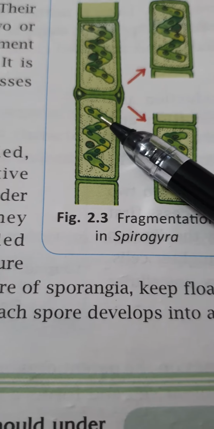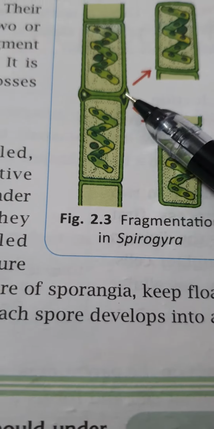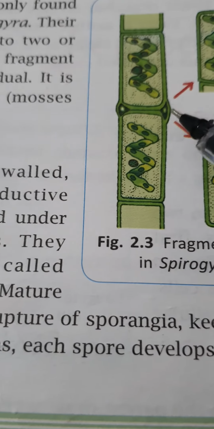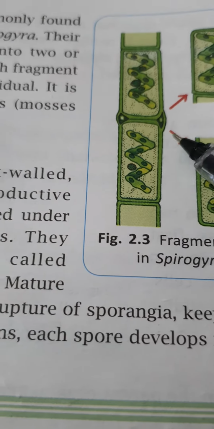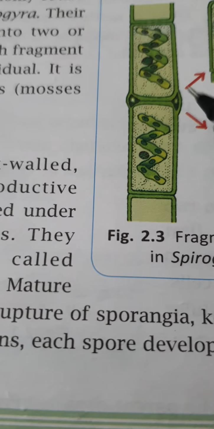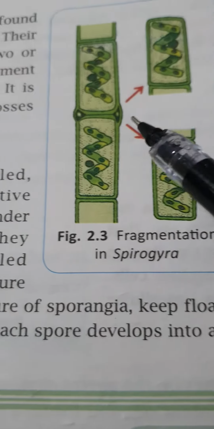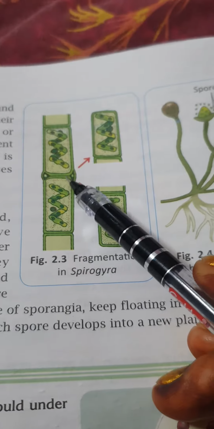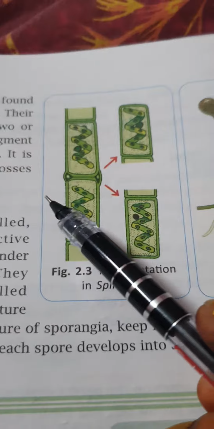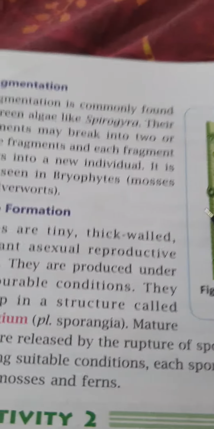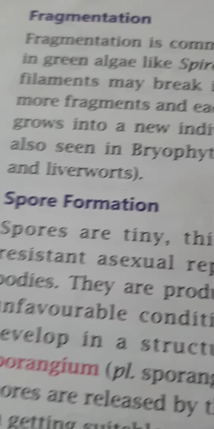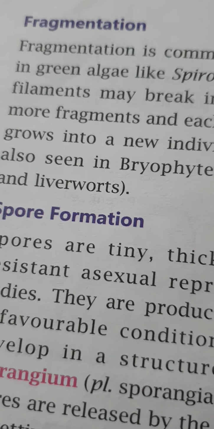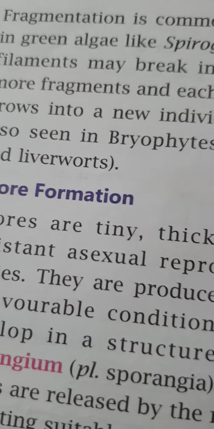It is produced from a portion of the parent plant. So the portion is this. You can see this red arrow mark showing us here and there. It denotes that these two Spirogyra have broken from this portion only. From where has it broken? From this portion only, and we find two new Spirogyra through the procedure called fragmentation.